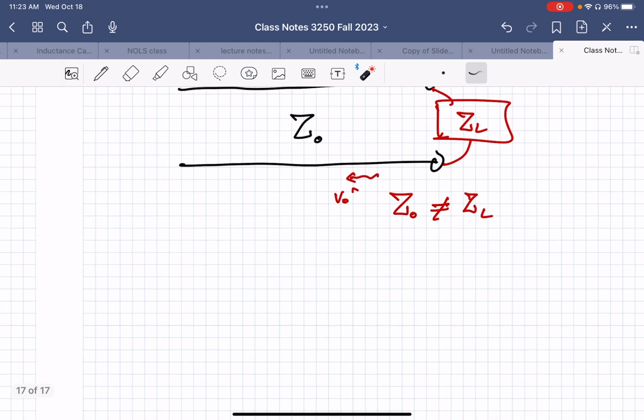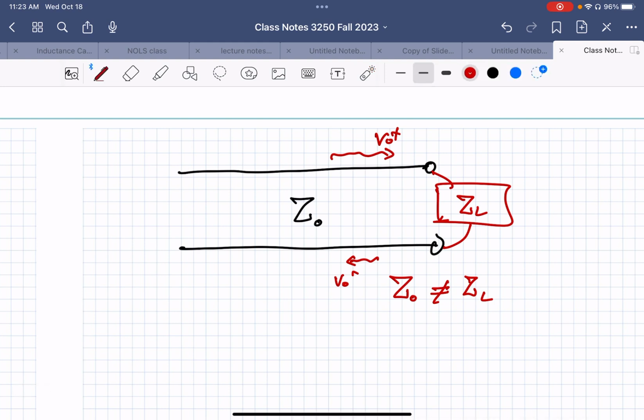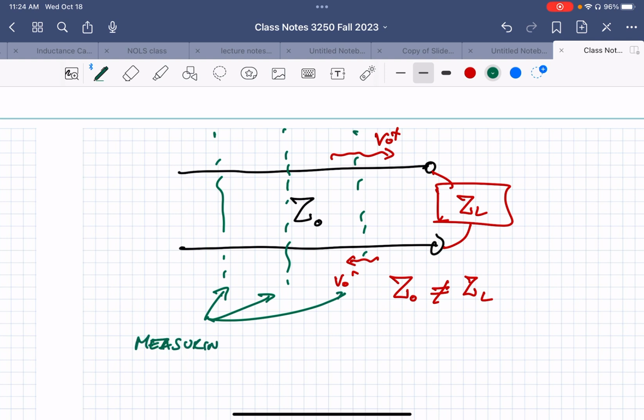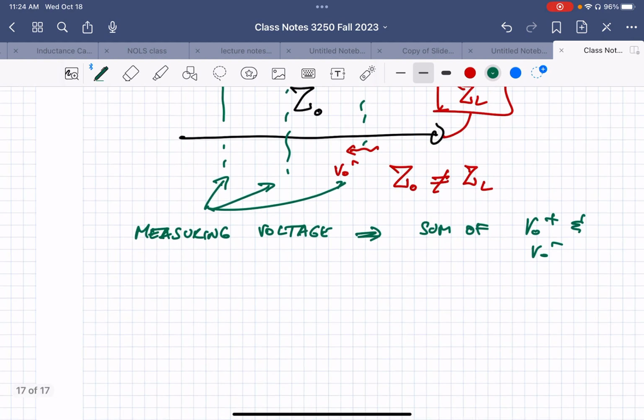Okay, so if we take slices of the transmission line, look at this transmission line at different points along its length. If we take any point along that, and if we measure the voltage at any of these points, we can't measure just the forward going voltage or just the reverse going voltage because they're always lying on top of each other. So measuring the voltage at any of these points, what you're measuring is the sum of V0 plus and V0 minus, including their phases and that variation across the transmission line.